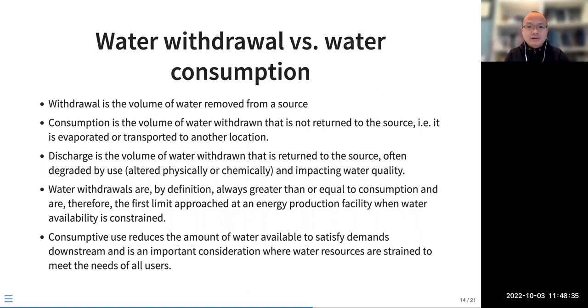And the discharge, the volume of water returned to the source, very often has an impact, because it may be degraded by usage, physically or chemically. Sometimes it has pollution, sometimes it adds temperature, and that impacts water quality. If it's warm water back to the river, it creates thermal pollution that would impact fishery or other water ecosystems. Water withdrawal is usually larger than or equal to consumption.